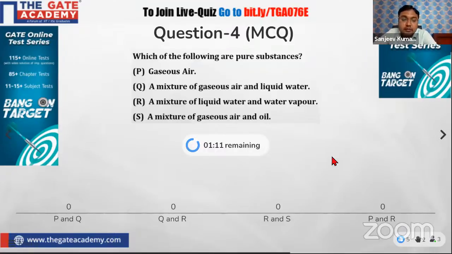Gaseous air, a mixture of gaseous air and liquid water, a mixture of liquid water and water vapor, a mixture of gaseous air and air, right? So here you can see two statements are correct, either P and Q, Q and R and S, and P and R, right? So one option we have to pick from these four options.